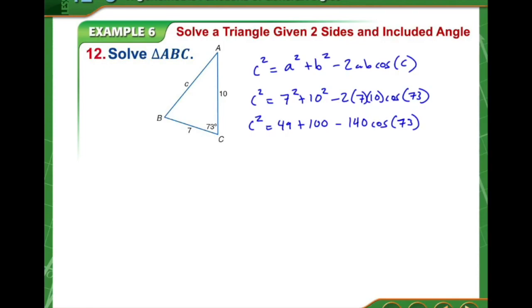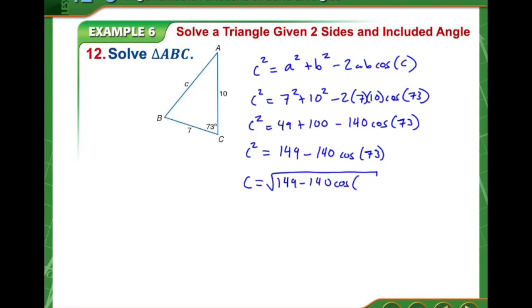So we can simplify a little bit further, adding up our 49 and 100 to be 149 minus 140 times cosine of 73. And at this point, really, the only thing we can do is just square root both sides. So C is going to be equal to the square root of all that, 149 minus 140 times cosine of 73. And we're ready to go ahead and just plug this in the calculator and get our answer for C.